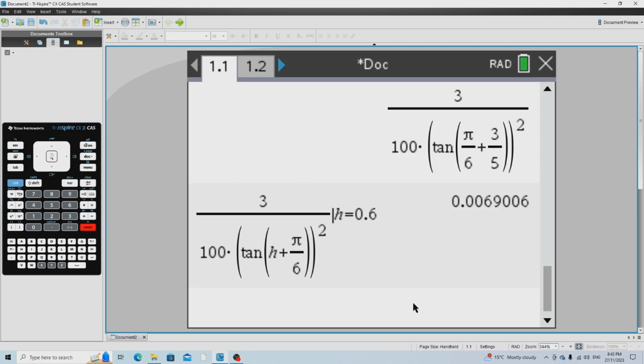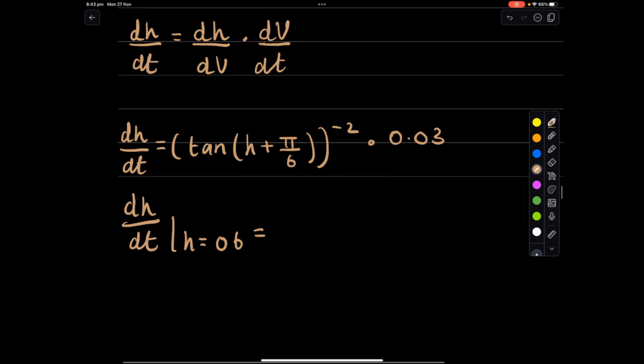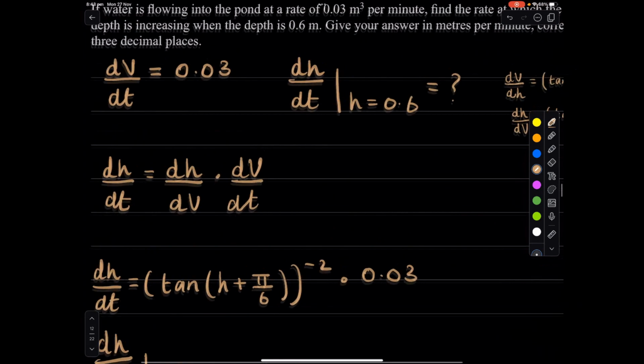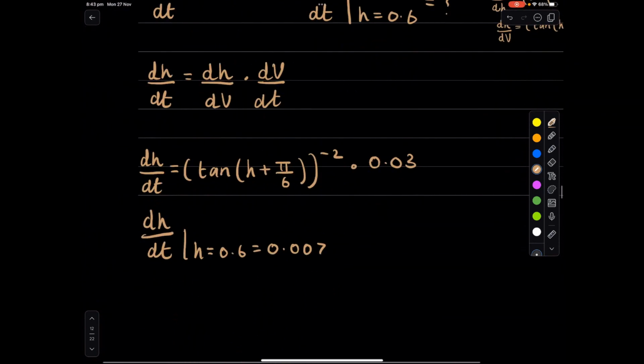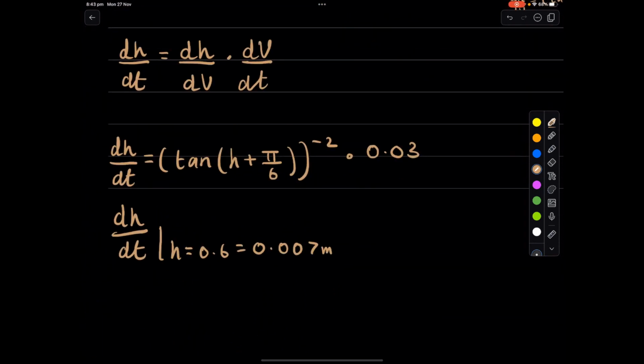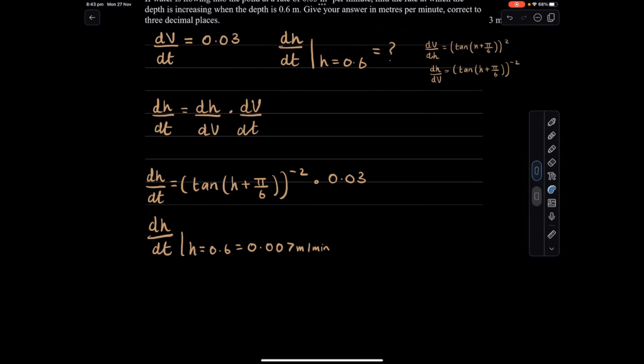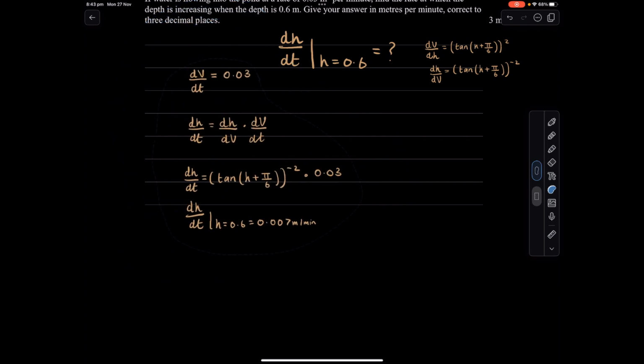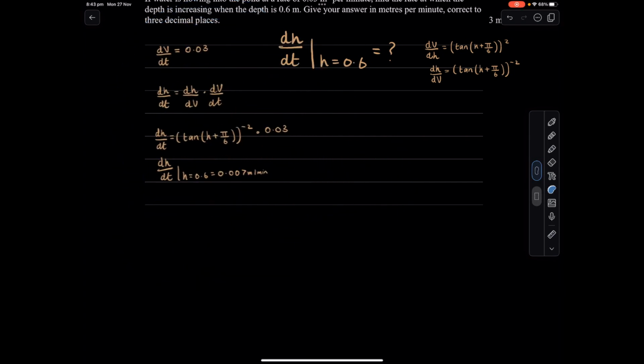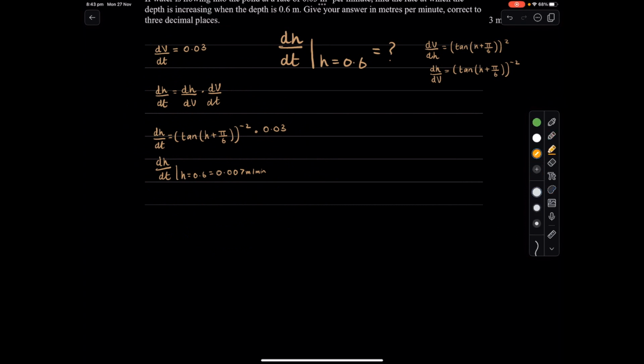So we want to correct to 3 decimal places. So let me write this nicely. h equals 0.6, dh/dt is 0.007. Is that right? To 3 decimal places and in meters per minute. So, meters per min. That's it. Yeah, so that's not too bad. Let's take this, make this much smaller, right over here. That is your answer.